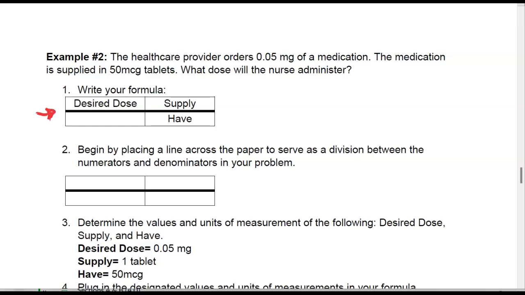So how do we write it? Again, you can do either or. So you can do desired dose times supply over what you have. Or if you prefer, you can do supply over have times desired dose.